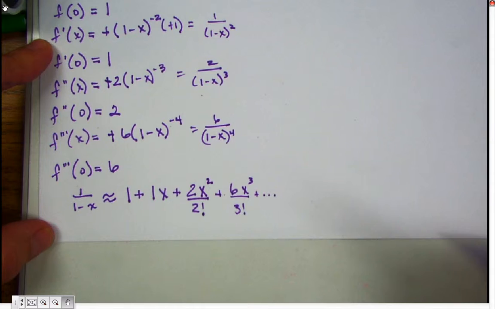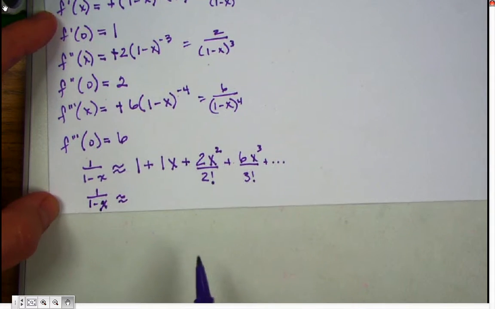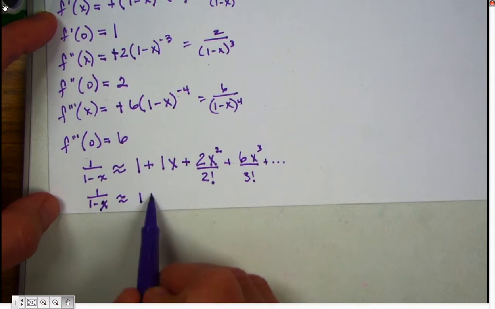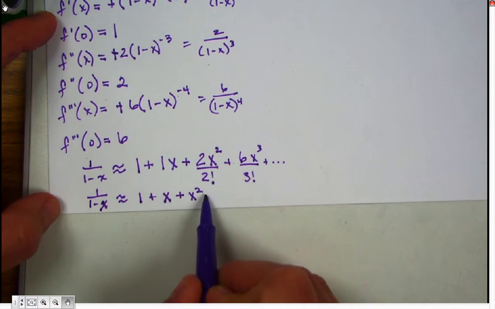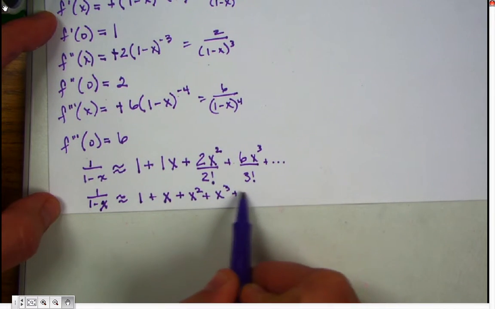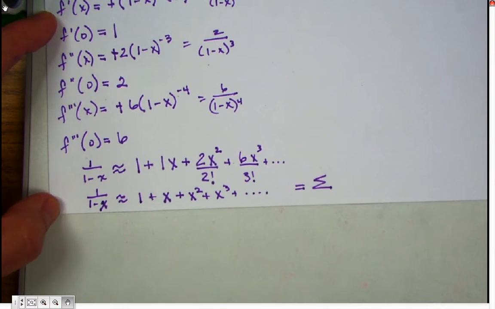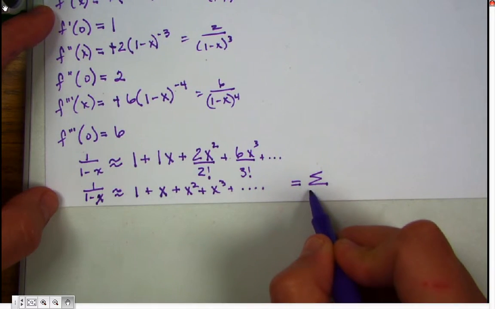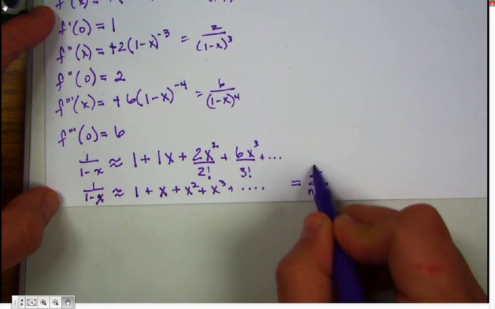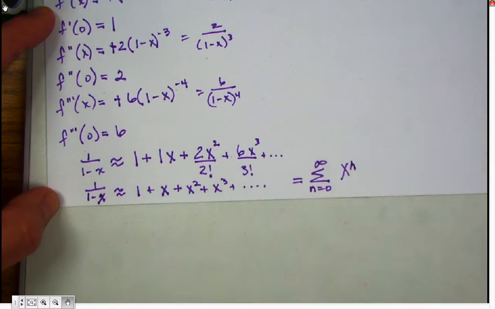Yeah, and so what are the coefficients going to do every time? Yep, so 1 over 1 minus x is approximately equal to 1 plus x plus x squared plus x cubed, and so on. And what's my general term going to be? From n equals 0 to infinity of x to the n power.